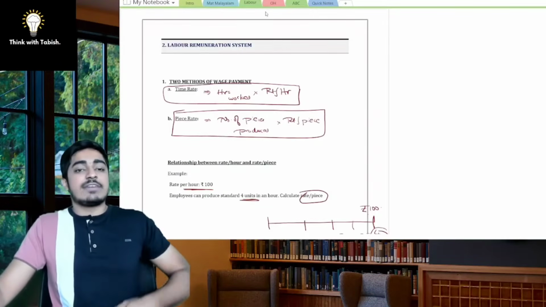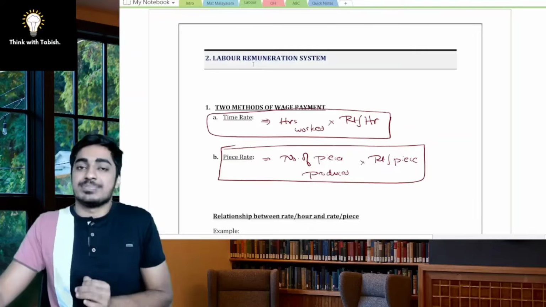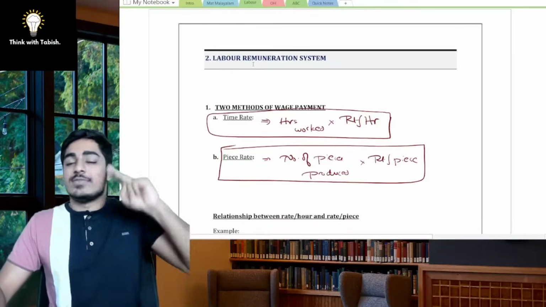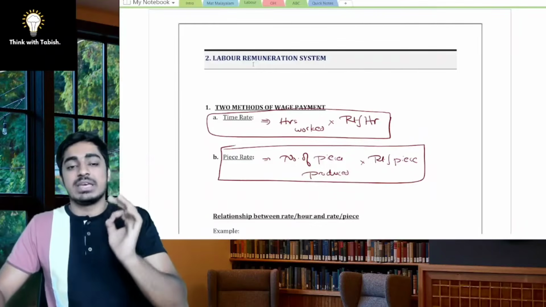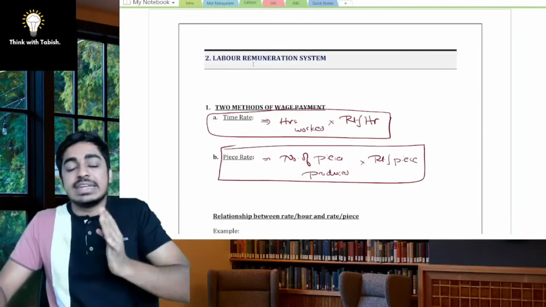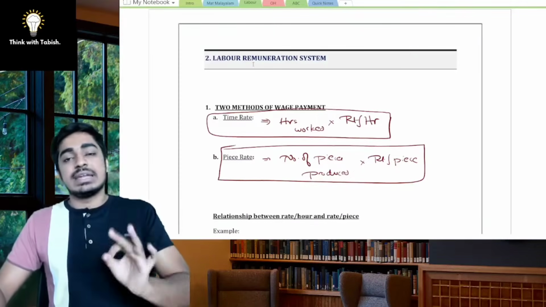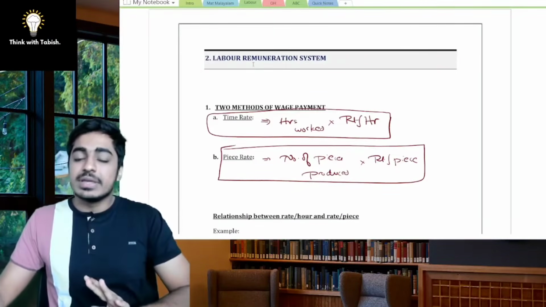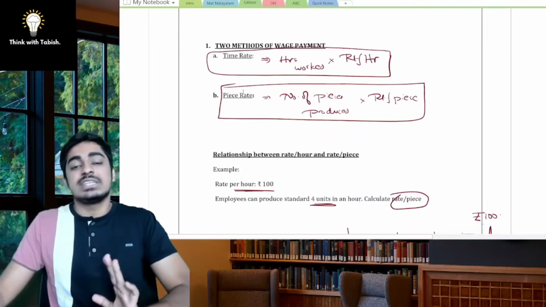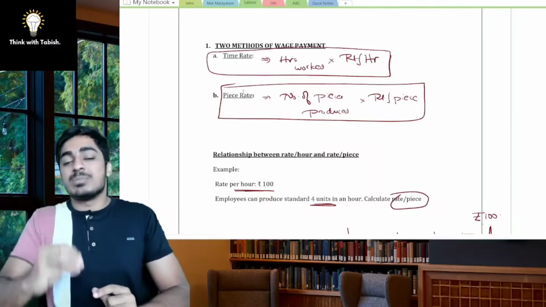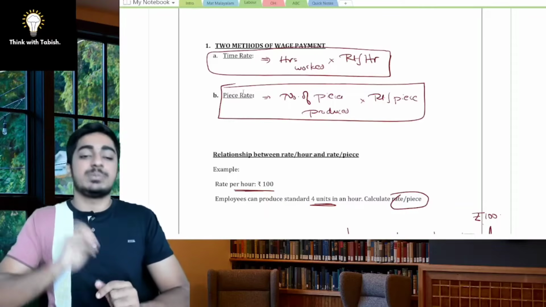Next, we have the labor remuneration system. How do we make payment to employees? We have two main methods of wage payment. Firstly, we have the time rate. It tells for how many hours you're working, you'll be getting the payment. That is hours worked into rate per hour. Then we have the piece rate, which tells how many pieces you're producing. For that, you'll get the rate. That is number of pieces produced into rate per piece.